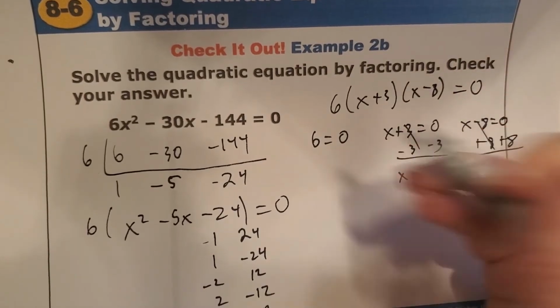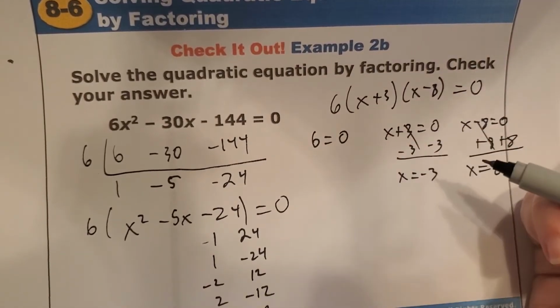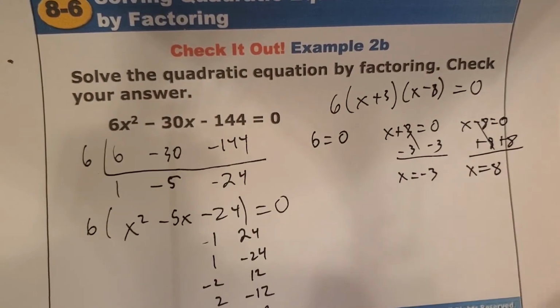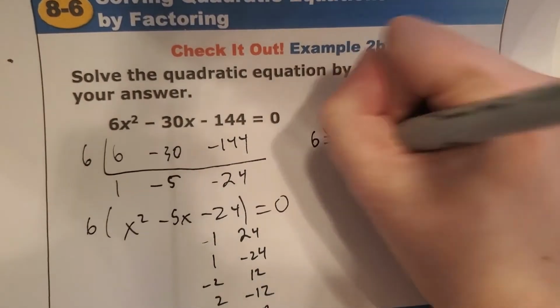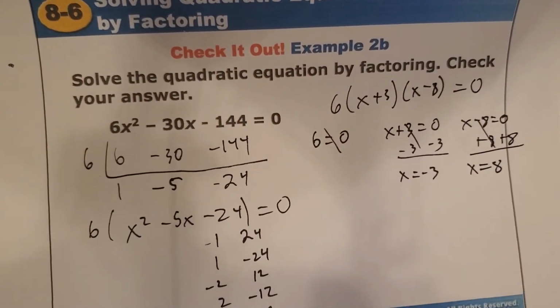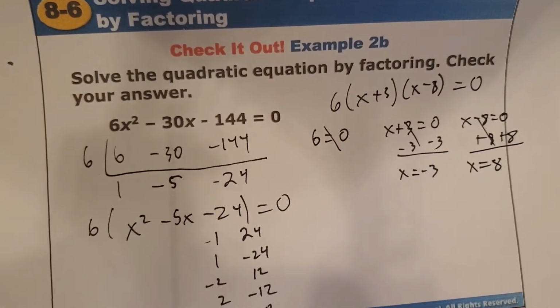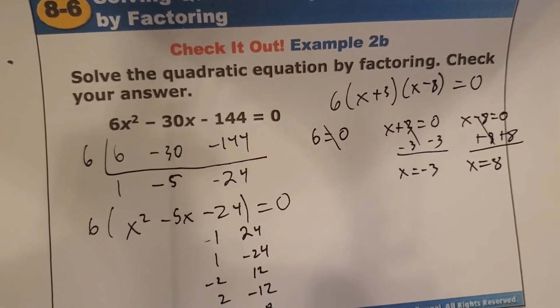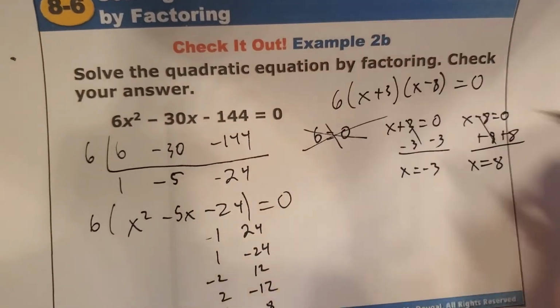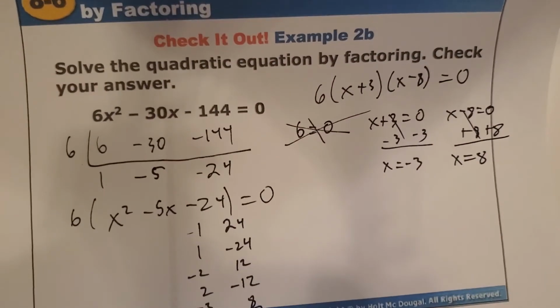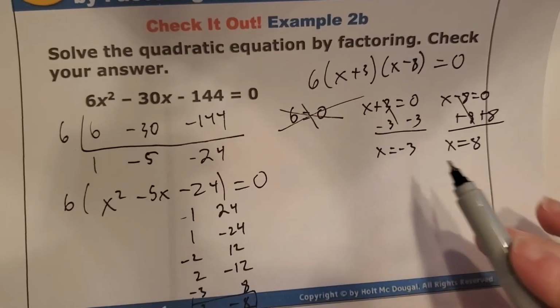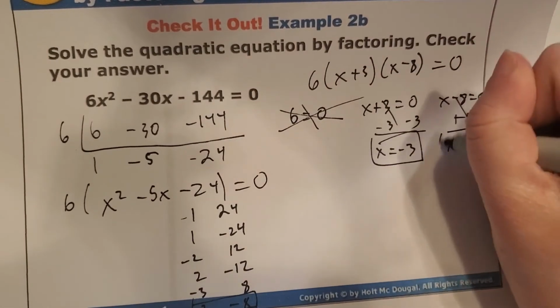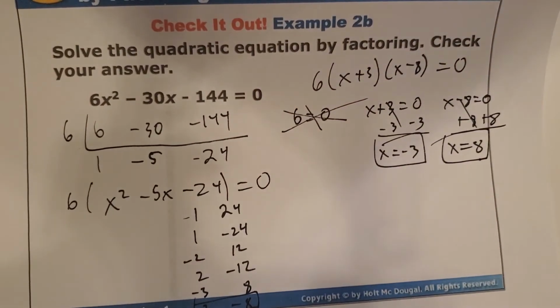But what happens with the GCF? Is there ever a situation where 6 is equal to 0? No, not possible. So taking out the GCF in this case honestly just made our lives a whole lot easier in terms of factoring. But beyond that, there's really nothing else we can do with it in terms of the actual solving. So our 2 solutions are just negative 3 and positive 8.